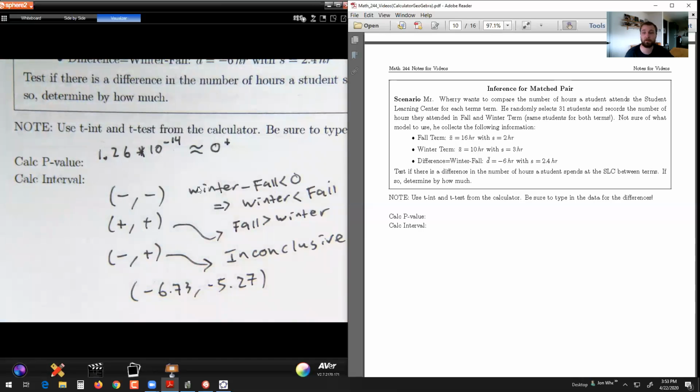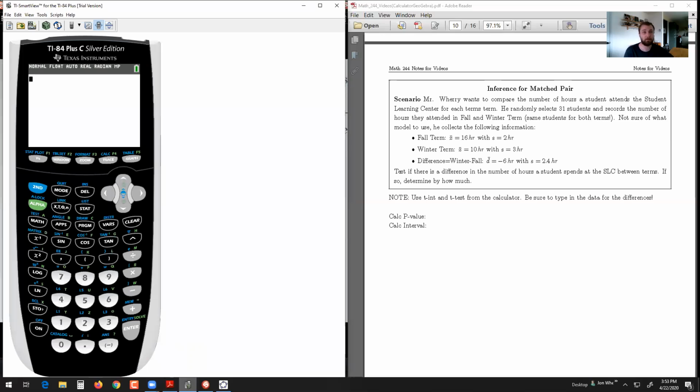I want to show you how to do the same thing in the TI-84. And just as a reminder, I am working with t-interval and t-test. So in my calculator, I'm going to go stat, test. I'm choosing t-test when I'm testing for a difference. For matched pair, the null hypothesis is always going to be 0. I type in the difference information for my average.